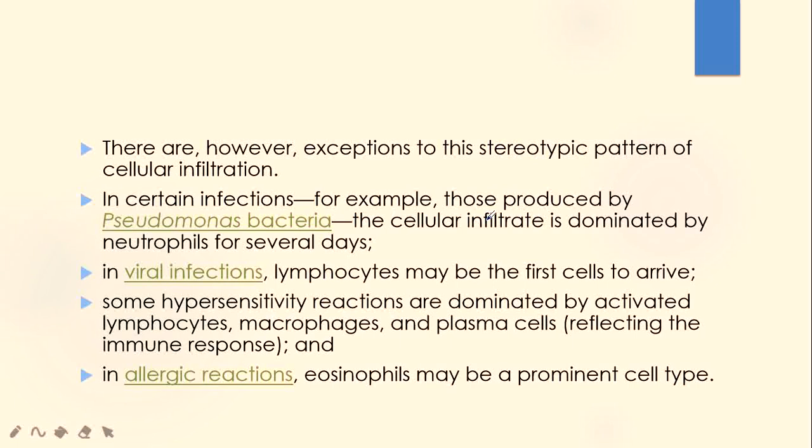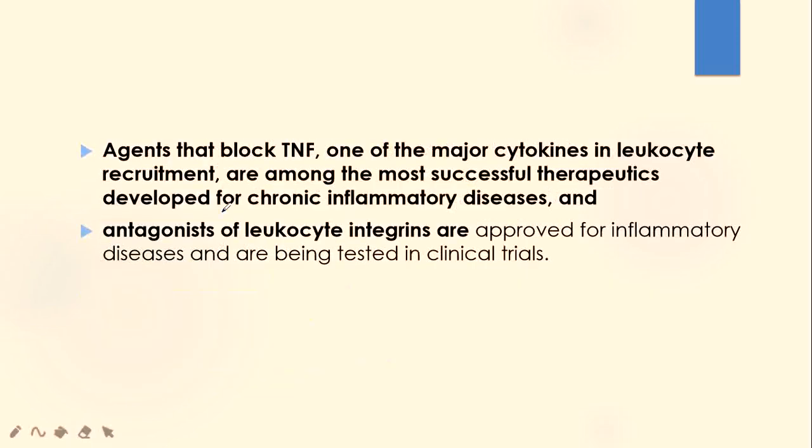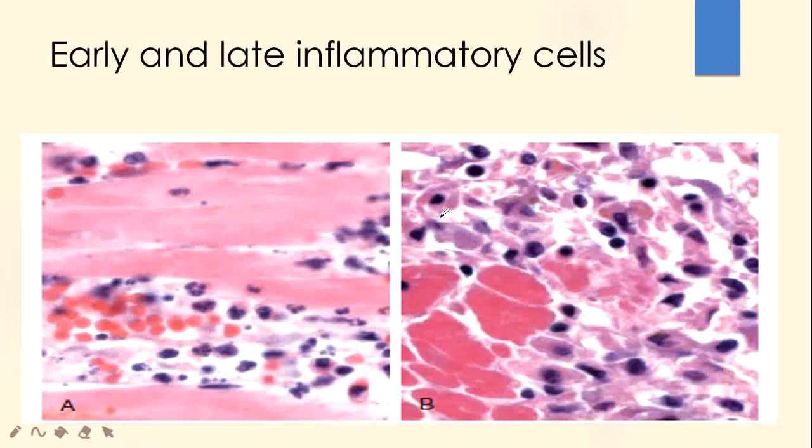There are certain exceptions to this. In Pseudomonas infection, the cellular infiltrate is neutrophils for several days. In viral infection, lymphocytes may be the first cell to arrive, and in allergic reactions, eosinophils may be the prominent cell type. This is asked in a multiple choice question. Agents that block TNF are the most successful agents used for chronic inflammatory diseases. And this figure shows you the neutrophils which are involved in the early inflammatory reaction, followed by the lymphocytes and macrophages in the late inflammatory reaction.